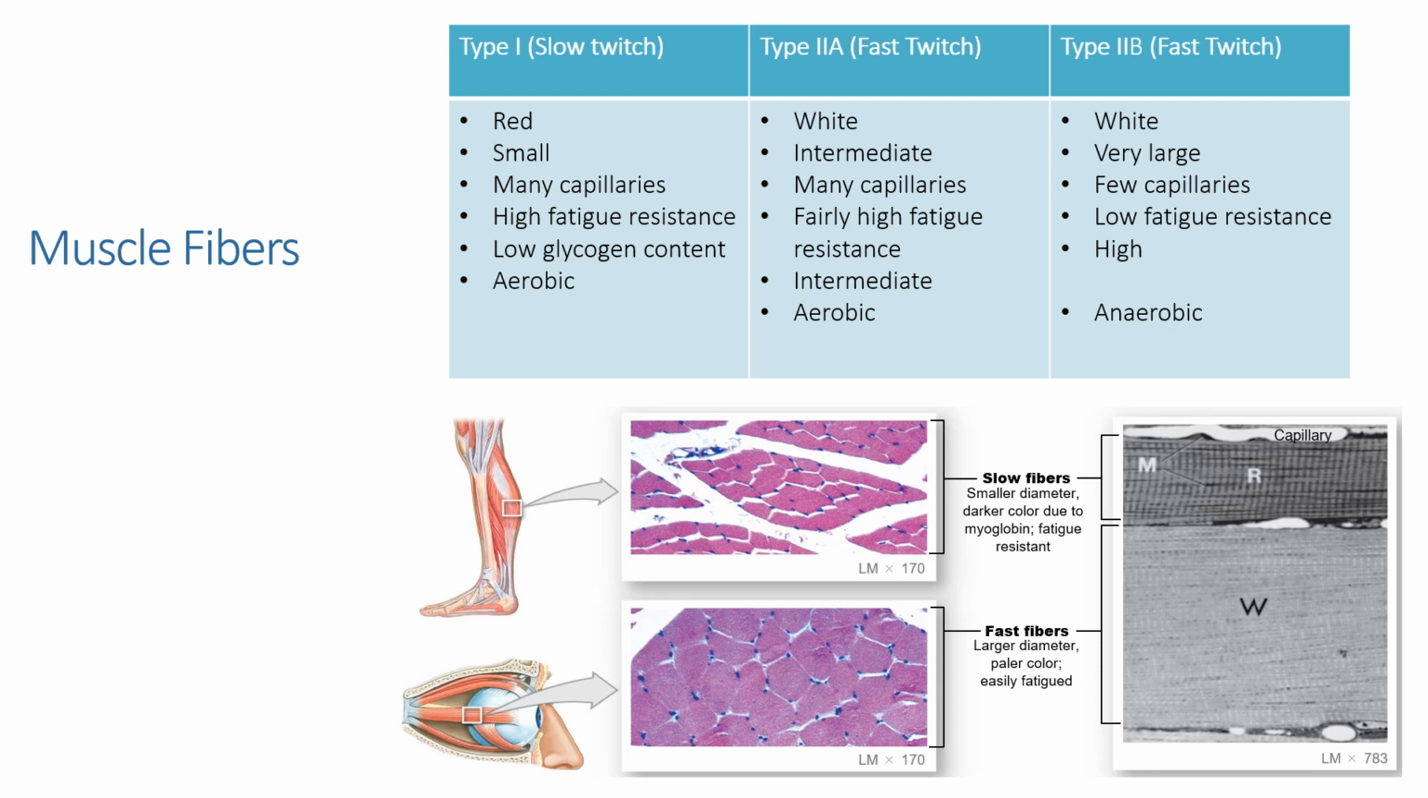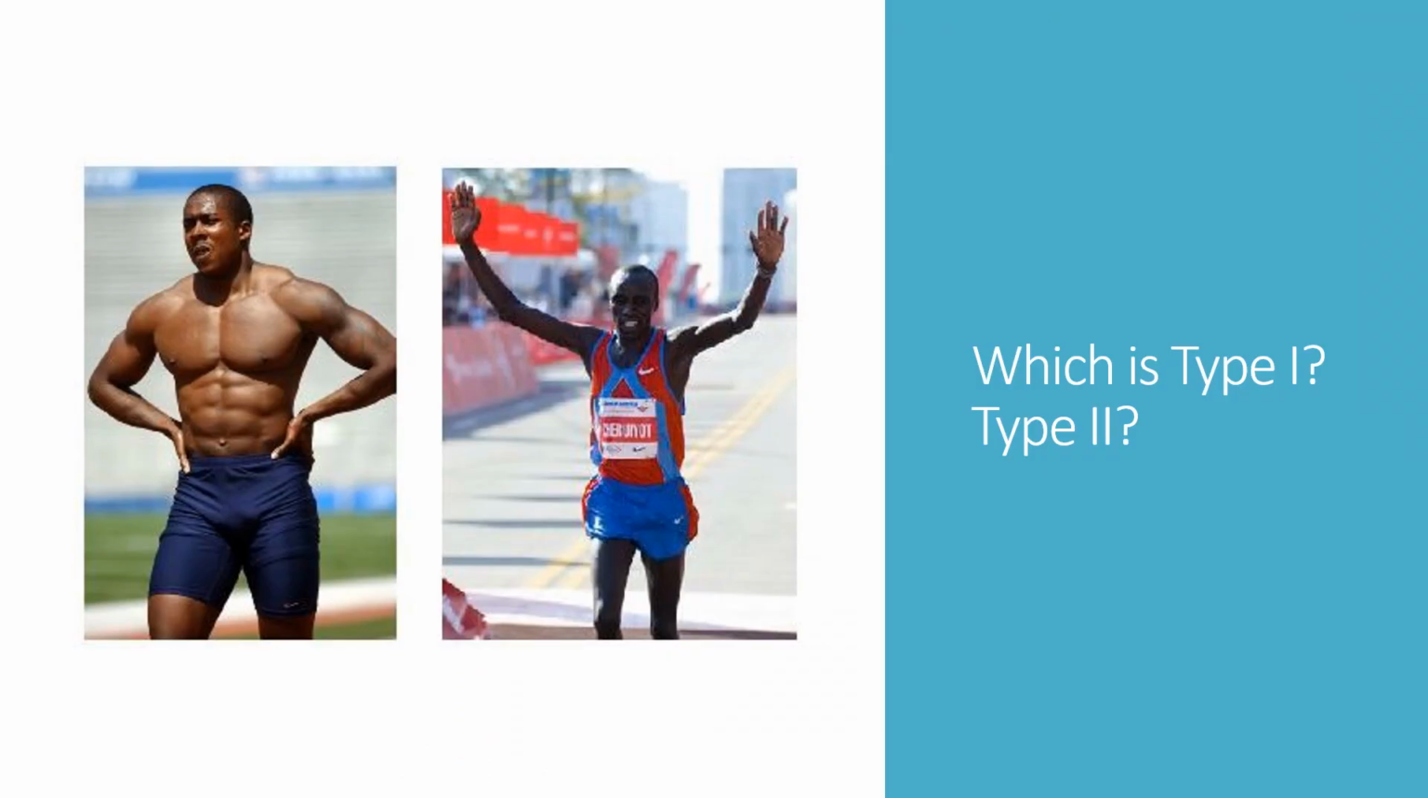Endurance training. Individuals trained in endurance activities, for example long distance running or swimming, typically have higher proportions of type 1 fibers. High intensity training. Individuals trained for high intensity, high speed activities, for example sprinting or powerlifting, generally have a greater proportion of type 2 fibers. Which type is type 1 and which is type 2?